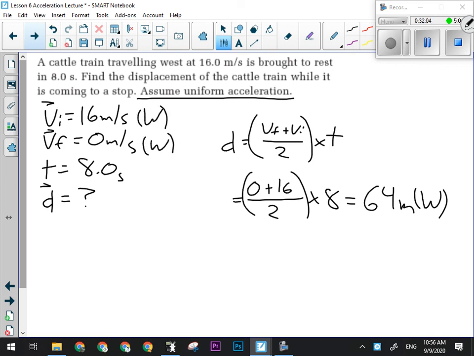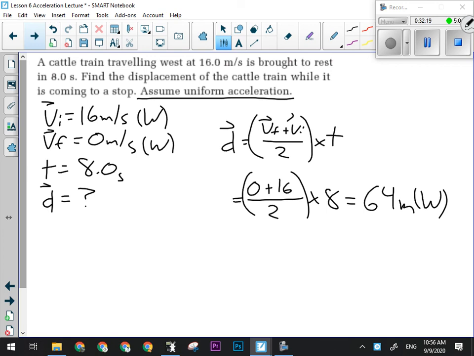Yeah, I'm doing better now. I remember to put the arrows over the top of all of them. So 64 meters west would be my total displacement. Everybody all right with that?